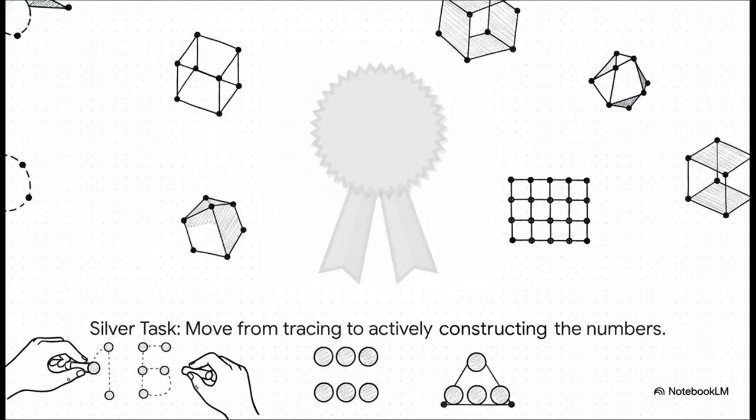Then you've got the next step up, the silver task. Now, students are moving on from just tracing. They're actively constructing the numbers themselves, using little counters. They're applying the concept now, not just recognizing it.